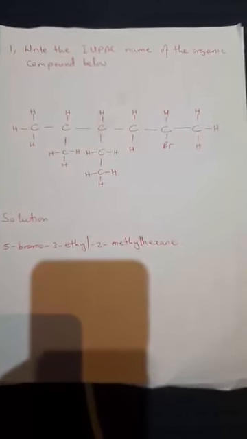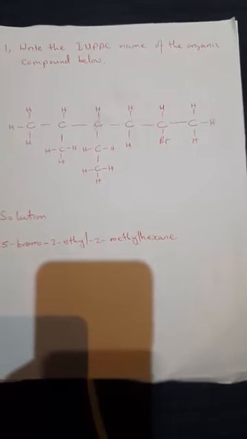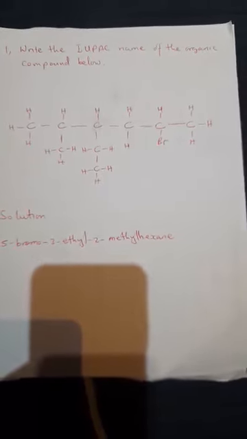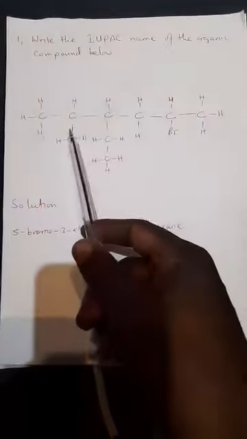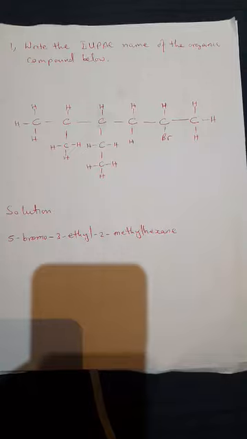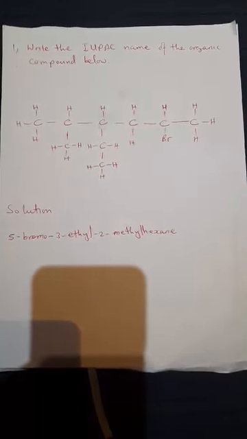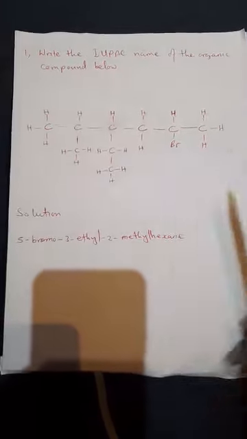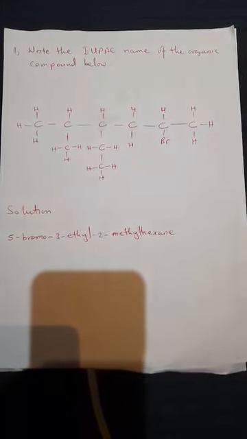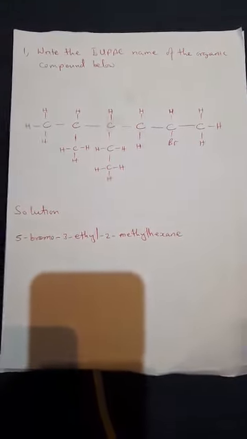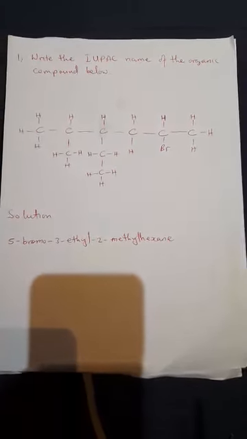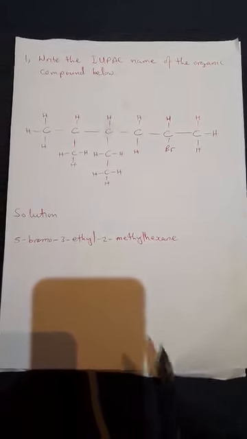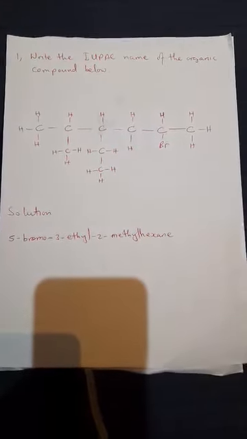Okay, the question reads, write the IUPAC name of the organic compound below. And the organic compound which was given below, if we look at it, to which homologous series does it belong? This belongs to a haloalkane. So, looking at it, we should use the IUPAC rules to answer such a question.